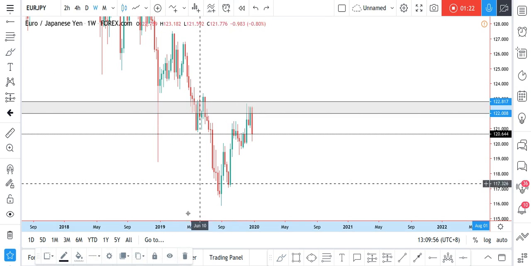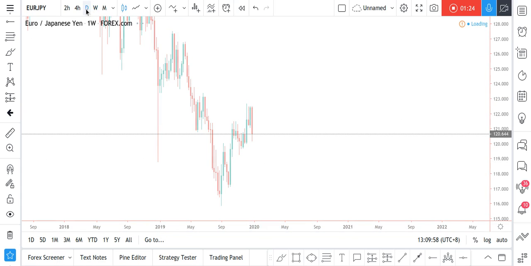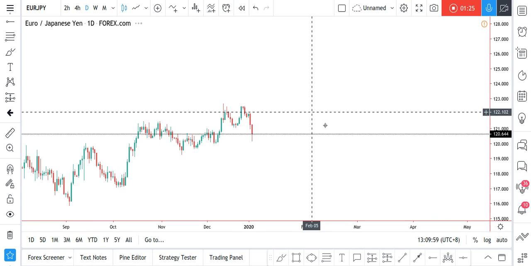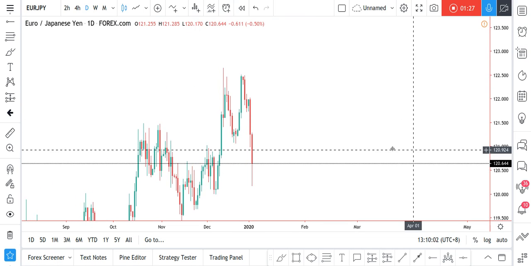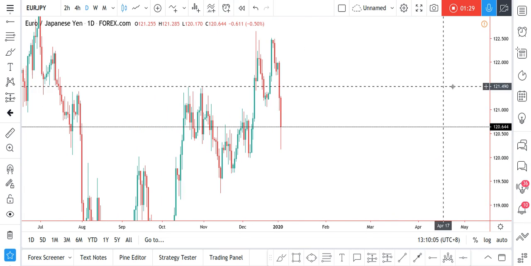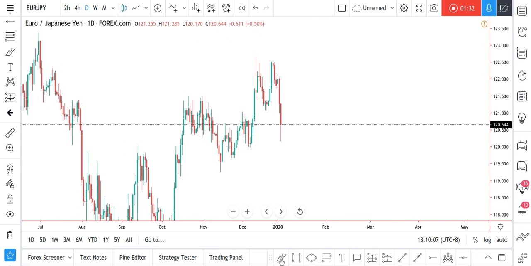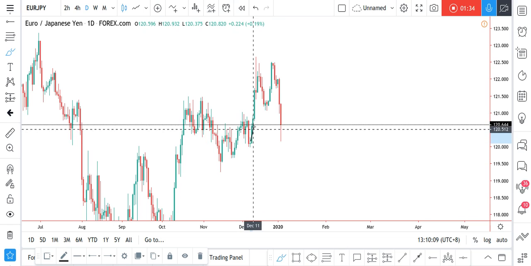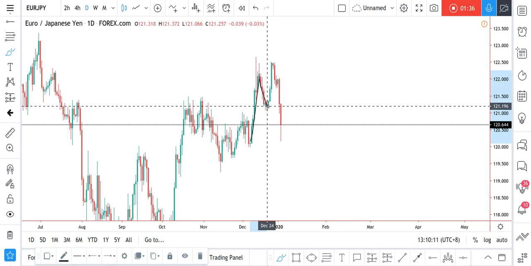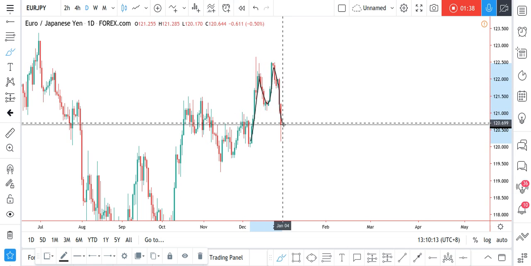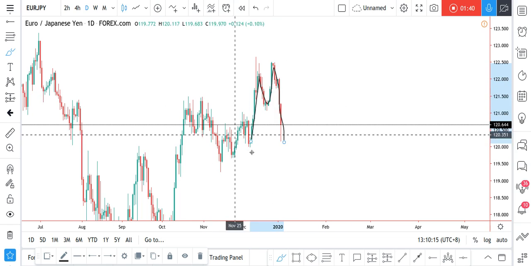If we go down to the daily time frame, it's very clear to see what the market is doing. The market is now trying to complete this M formation. You can see this is a very nice M formation around here.